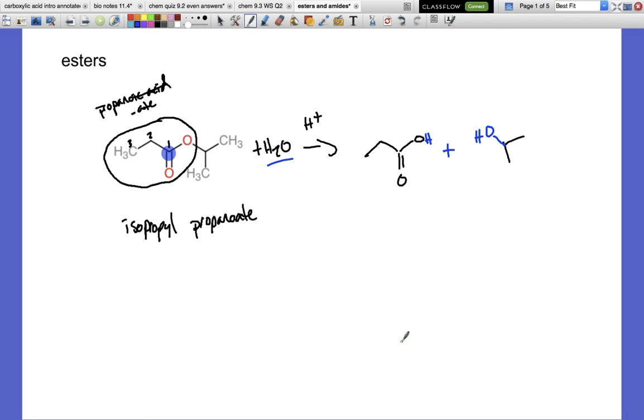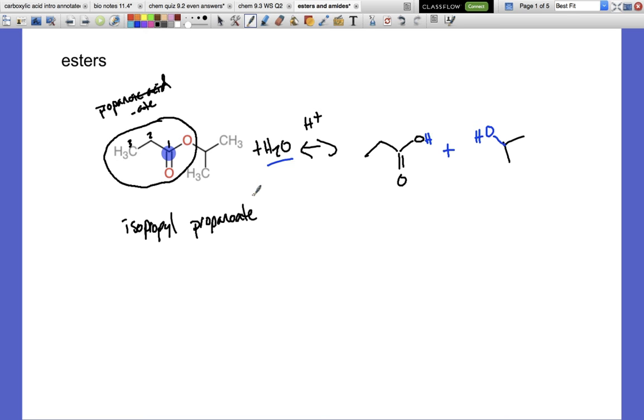So you can break down an ester just as easily as you can form one, right? It's a reversible reaction technically. So it's really the same thing we did in the last set of notes. It's just going the other direction. That arrow should be pointing in both directions. That is a reversible reaction. You can form and break down an ester in the same conditions, in those acidic conditions.